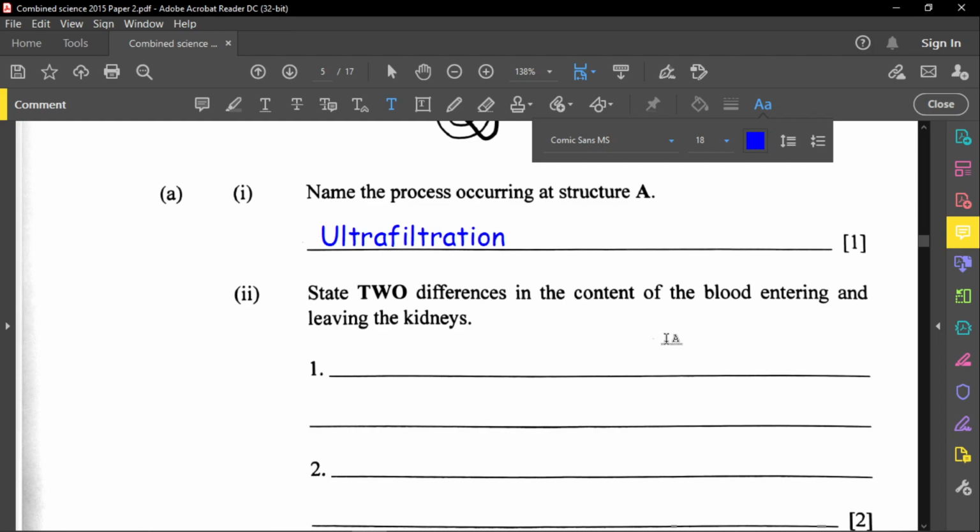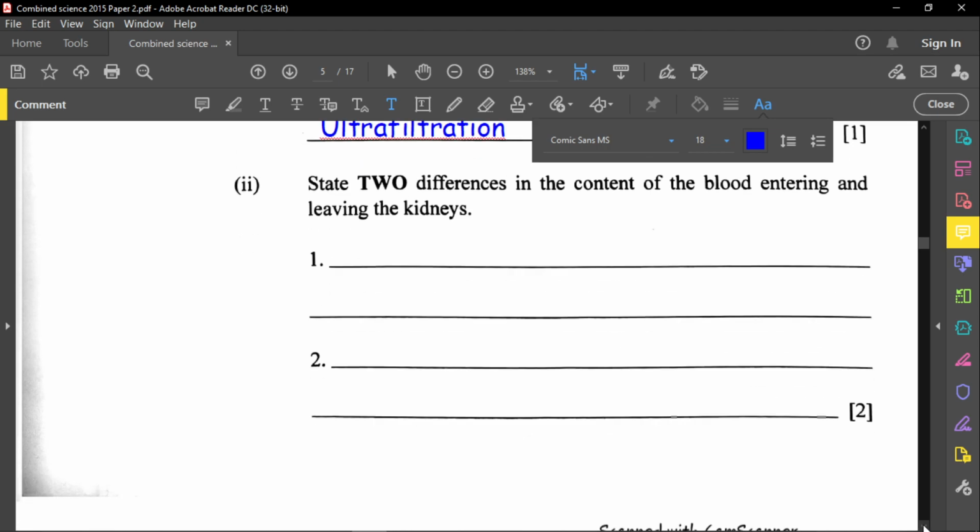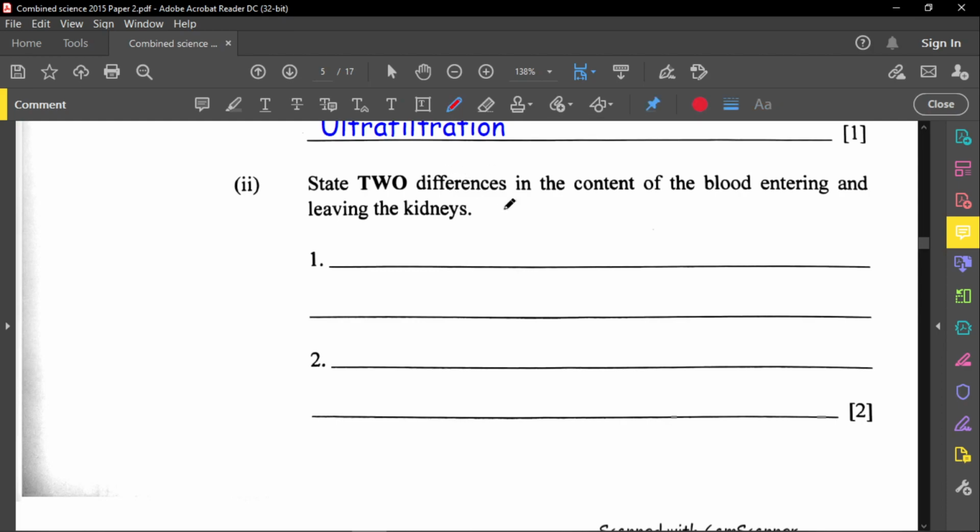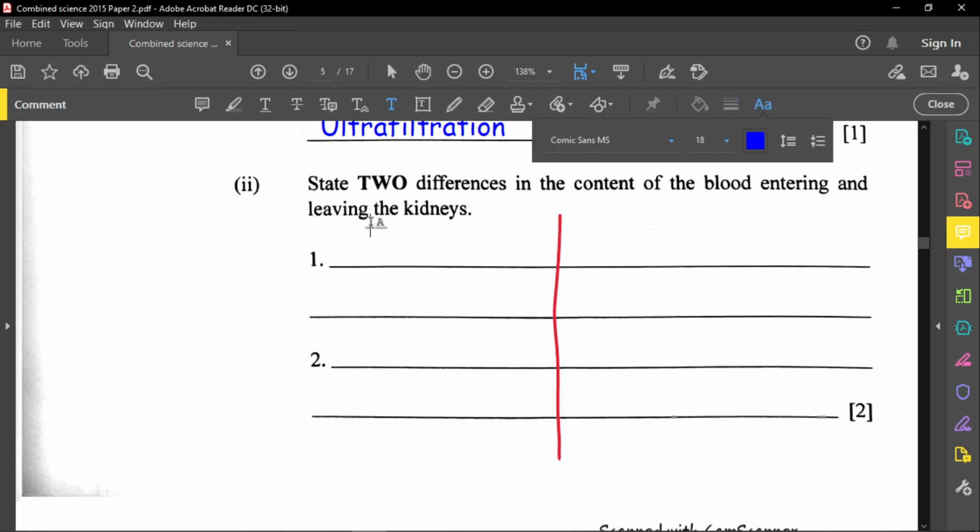For part 2 of this question, it says state 2 differences in the content of blood entering and leaving the kidneys. I could give you more than one. There are 3 major differences that you need to think about, but you can also add more. What I like to do in an exam is put a line down the middle, it's just a habit and makes it easier. I could put on this side what is entering, and on this side what is leaving.